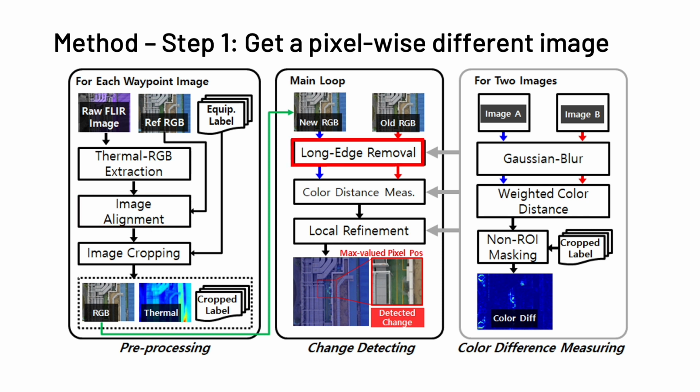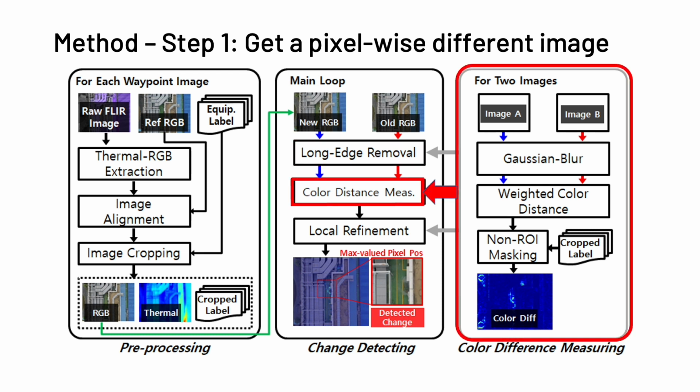However, even with the image alignment process, there still remains certain residual misalignment. This is because the homography matrix assumption, which was used for the image alignment process, is not entirely valid for the aerial images being used. As a result, in the main loop, we have an extra filtering procedure that removes long edges, which are a common representation of residual misalignment.